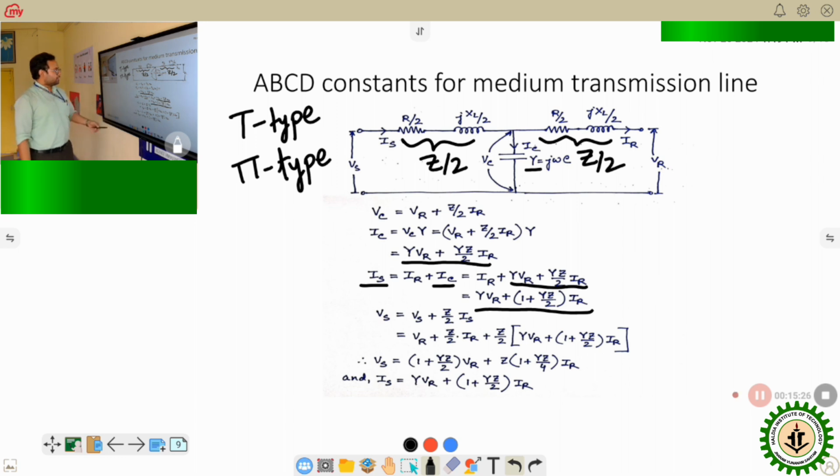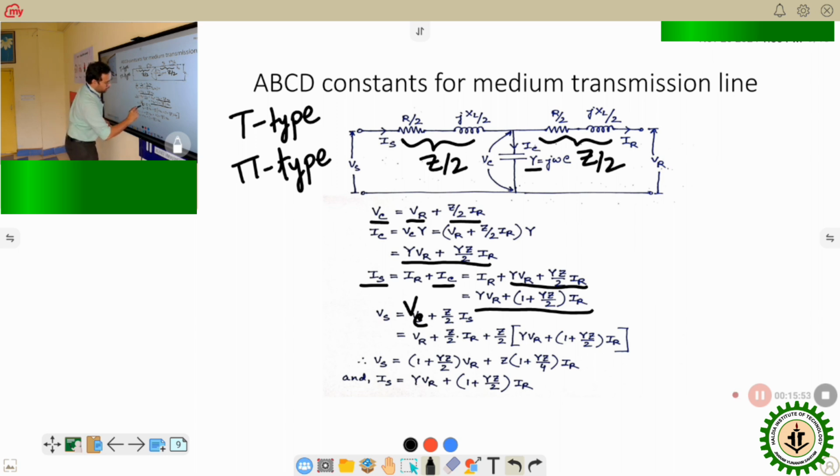Similarly, we can write VS is equal to VC plus Z by 2 into IS. Now the value of VC you already know. The representation of VC in terms of VR and IR is VR plus Z by 2 into IR.